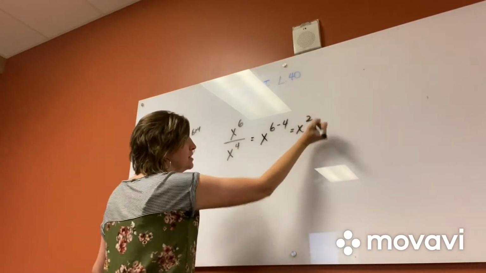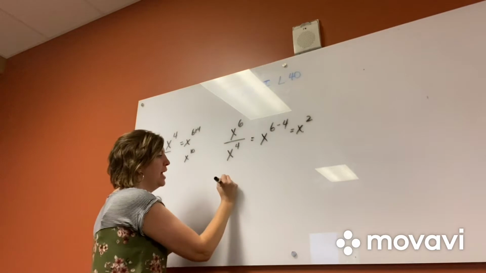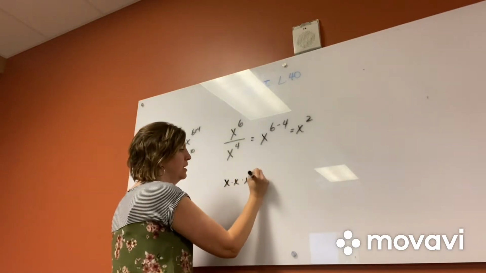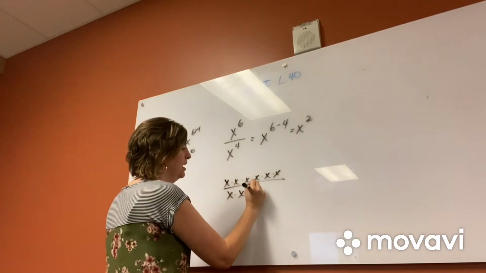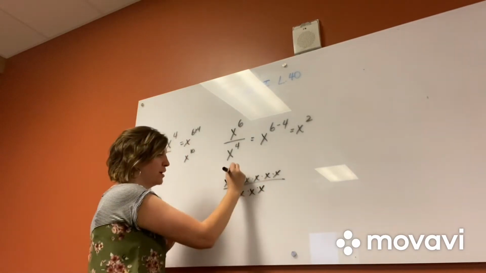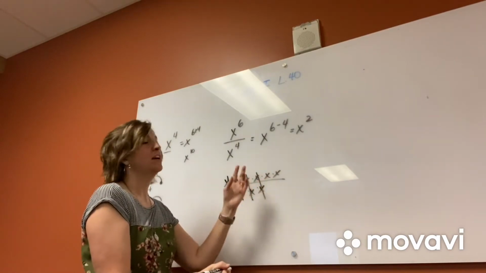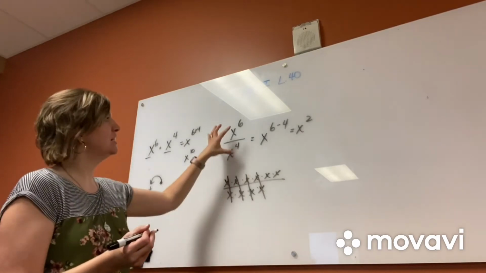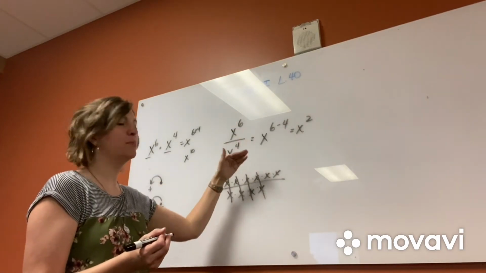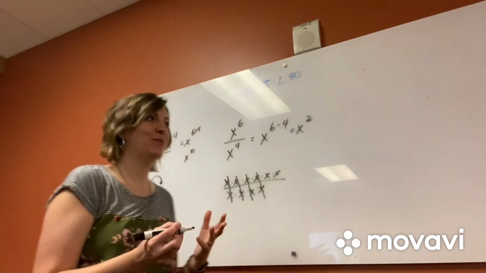So it's x squared. Now, you can look at that visually, x times x times x over x times x times x times x, and you can actually visualize marking that out. I have 2 left, therefore it's x squared. But it's easier just to understand the concept, but you can also visualize the why. So I hope that helps you all at home.